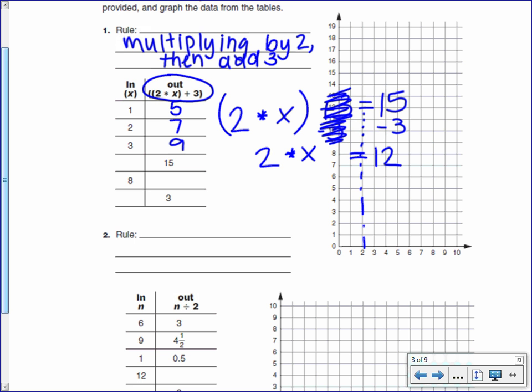Okay? I still want that x alone, but right now I have 2 times x. What's the opposite of 2 times something? Divide by 2. If I divide this by 2, I have to divide this by 2. Okay, this kind of goes away. It undoes it because it's the opposite.